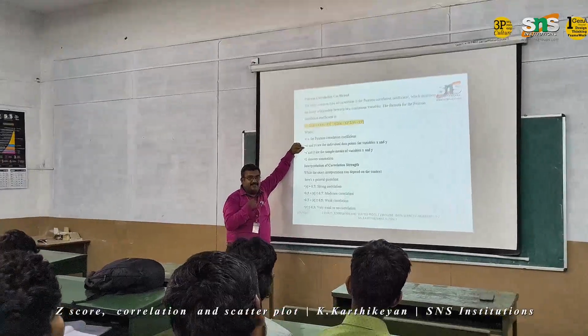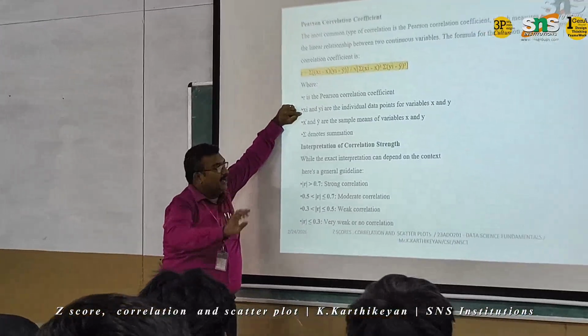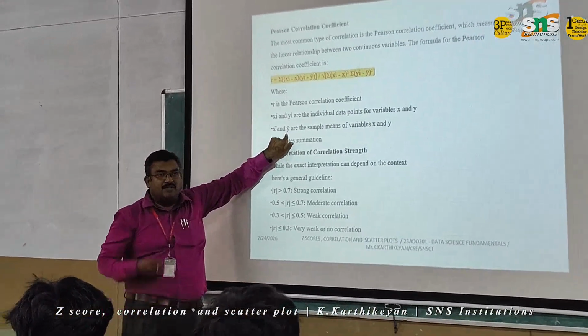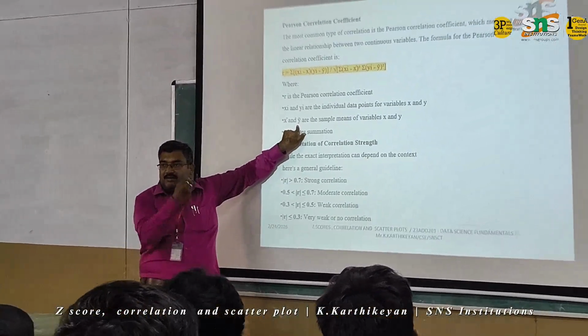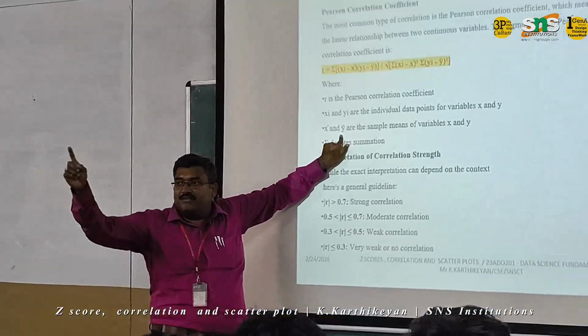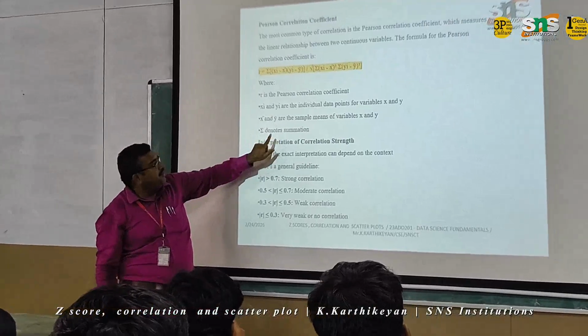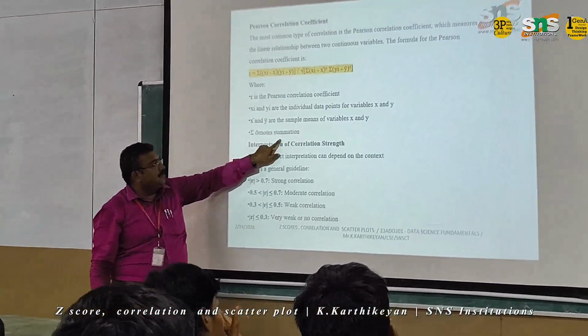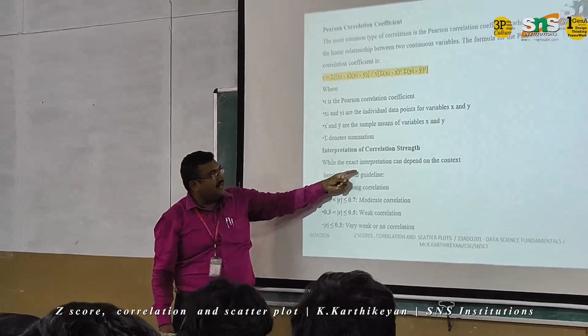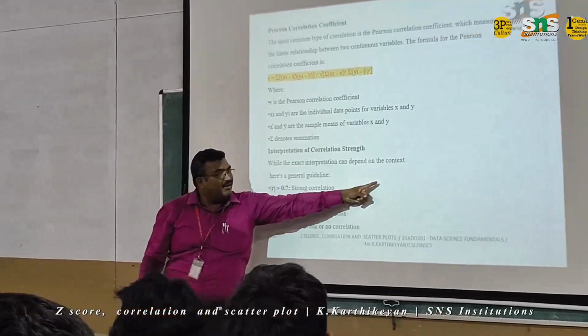After that, x bar and y bar are the sample means, the overall value. For 10 numbers, you calculate the sum divided by 10, and that is your mean value. Next, sigma denotes summation. Then the interpretation of correlation can depend on context.